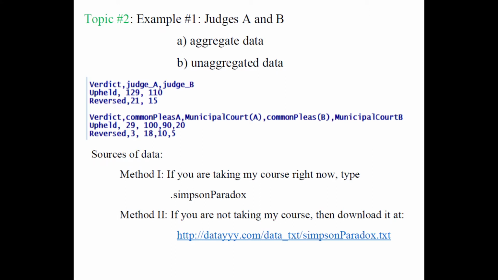Topic number 2, example number 1. Judges A and B. There are two types of the data set. One is aggregate. The first part is aggregate, and the second part is unaggregated data. Source of data. If you are taking my course right now, you can simply type .Simpson paradox. P is capital P. If you're not taking my course right now, then you can download the dataset at my webpage.